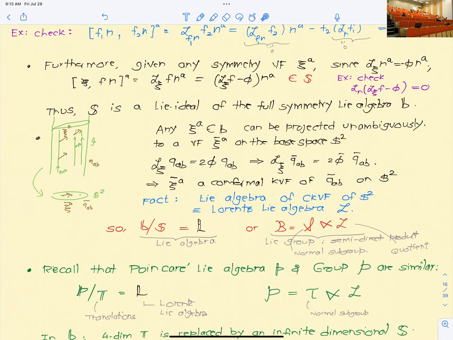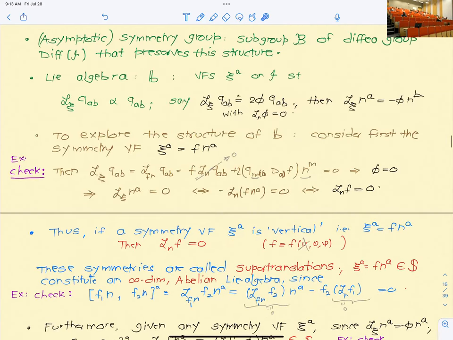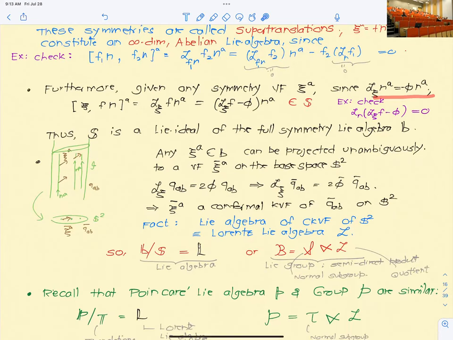But furthermore, supposing you give me any symmetry whatsoever, a completely general symmetry, then what you satisfy is that Lie_C of q_AB equals 2 phi q_AB, and Lie_C of N should be equal to minus phi times N. And so we can take a supertranslation and a generic symmetry vector field, and take the commutator between the generic vector field and the supertranslation. And again, as an exercise, you can check that what I get is again proportional to N, and whatever I got up here is actually again Lie derived by N. So this is again a supertranslation.